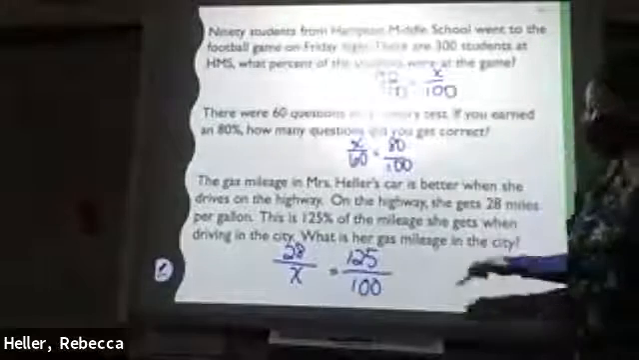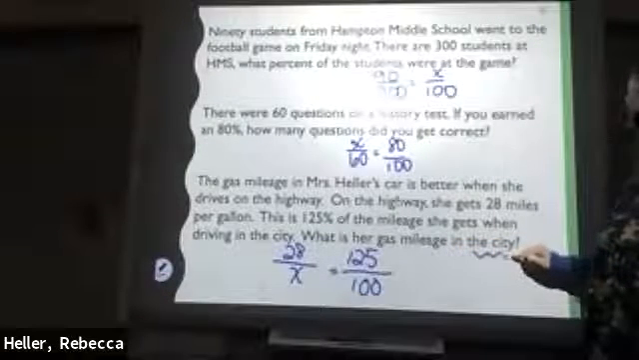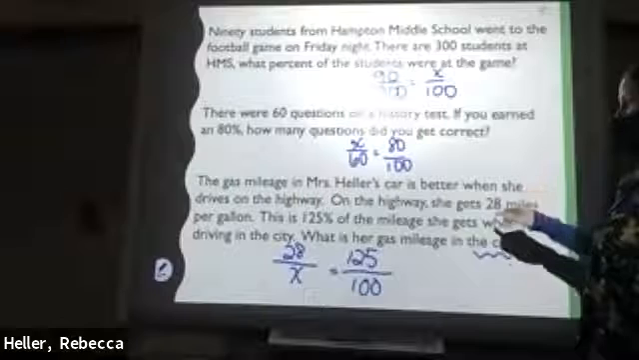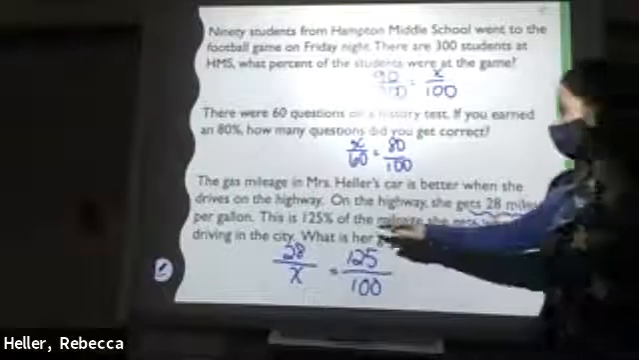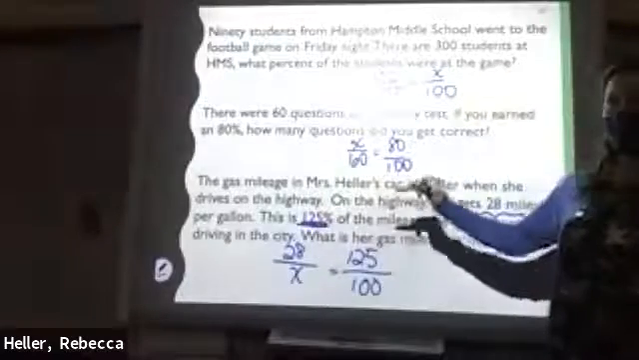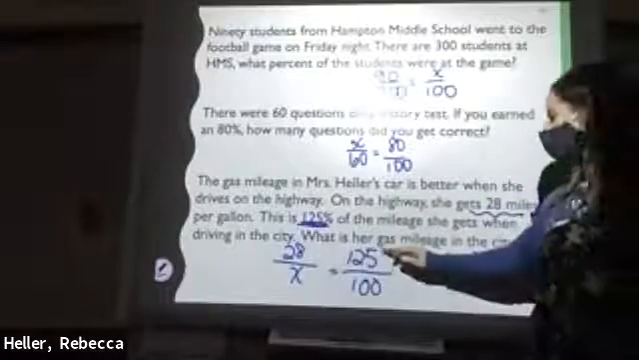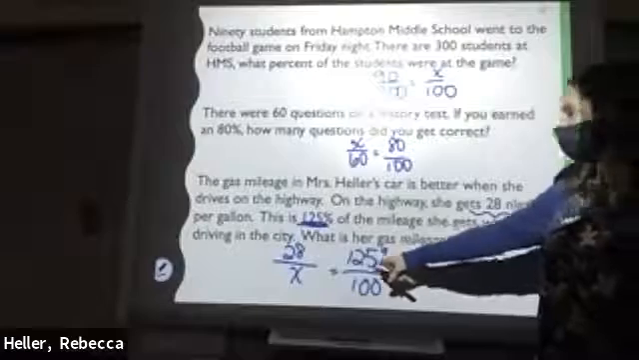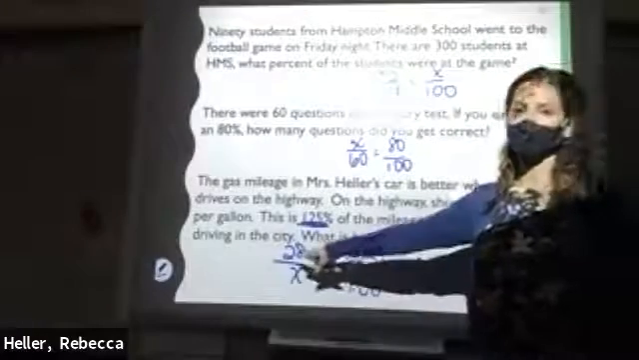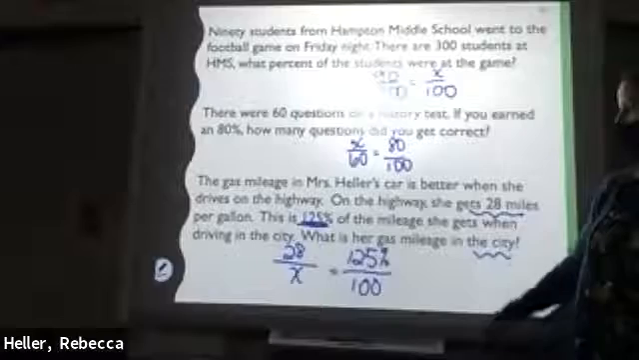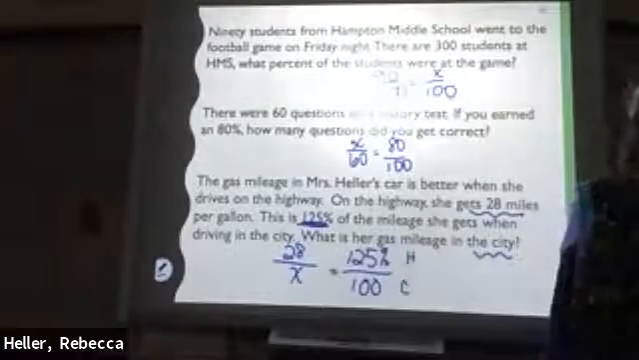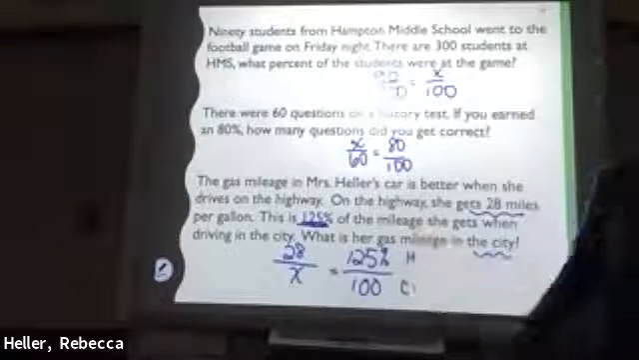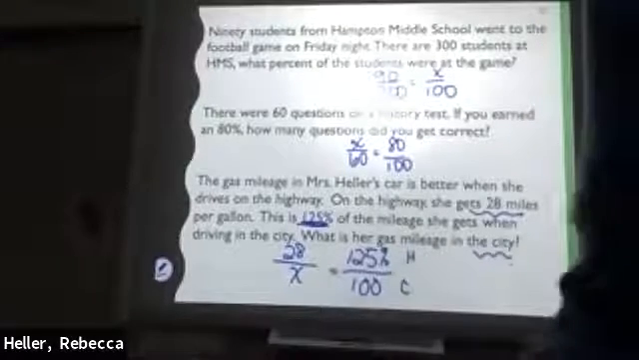Yeah. So the question is asking for the gas mileage in the city. It tells us that the gas mileage on the highway is 125% of what it is in the city. So here's our 125%. The 28 needs to be directly across from it so that you know that this is the highway and on the bottom is the city. Okay? And that one's a bit trickier. You have to read that one very carefully to make sure that you have those in the correct order. There.